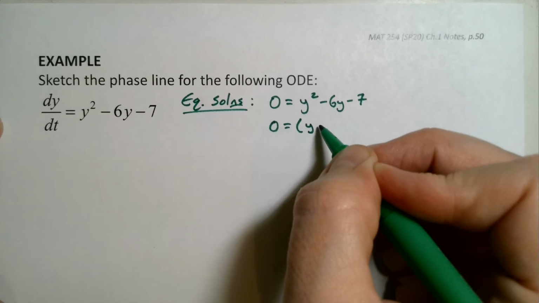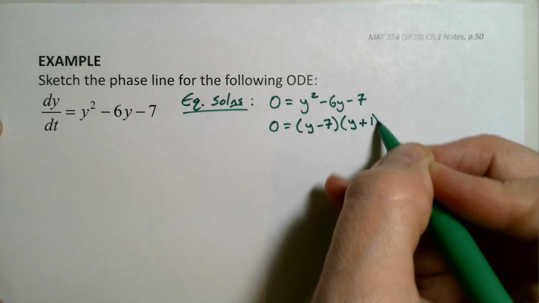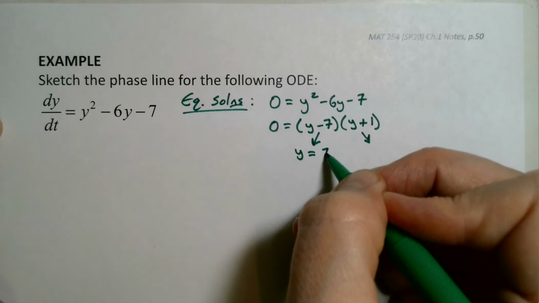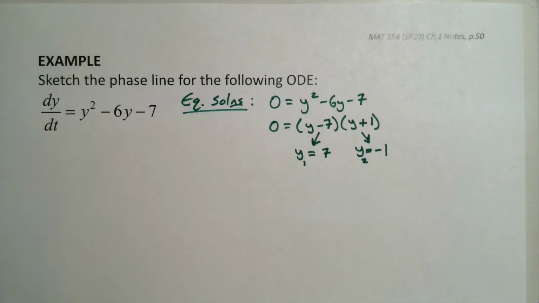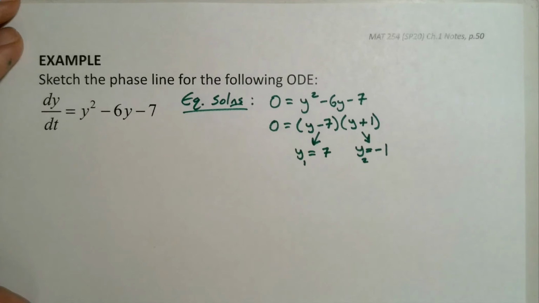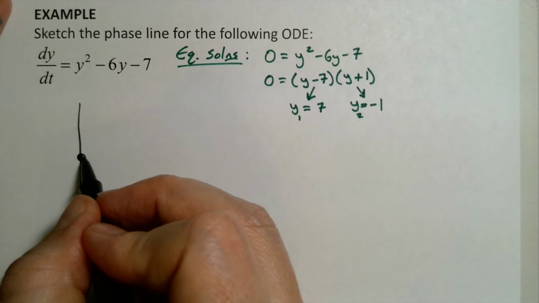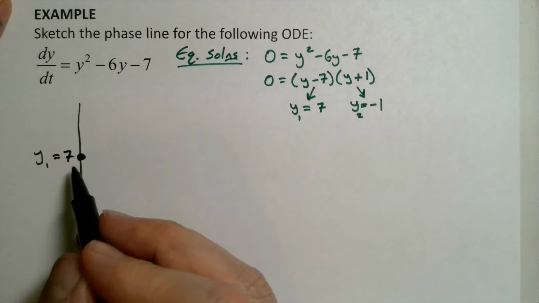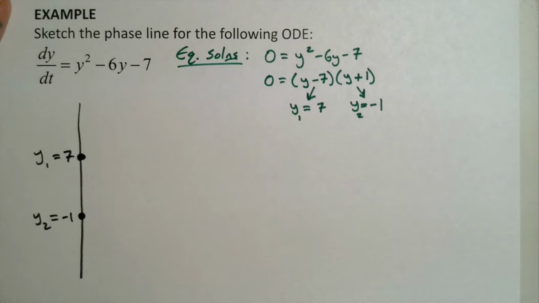This becomes y minus 7 times y plus 1. And that means there's two equilibrium solutions expected, one of them at y equals 7, the other at y equals negative 1. So we'll call this one 1, we'll call this one 2. And so off to the side we can draw our line that's going to represent our phase line, and we can plot those 2 points. This is going to be y1 equals 7, it's above, and y2 equals negative 1 is going to be below it. Now the question is, what direction do we draw those arrows?